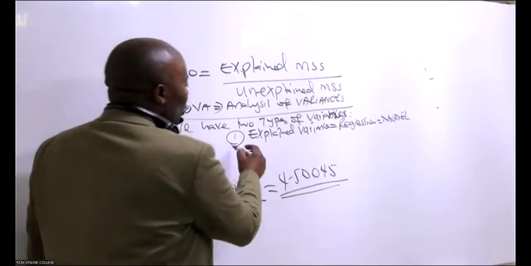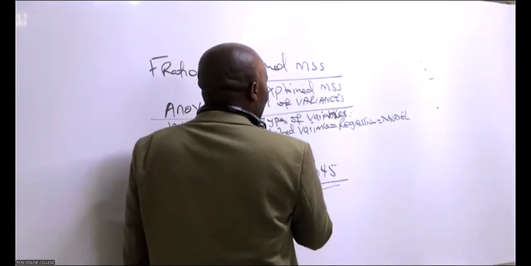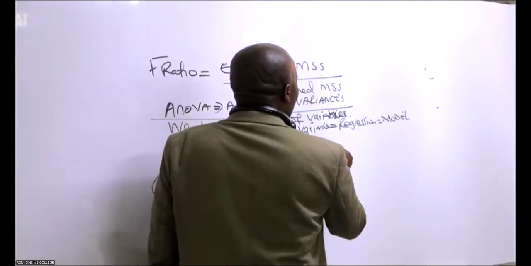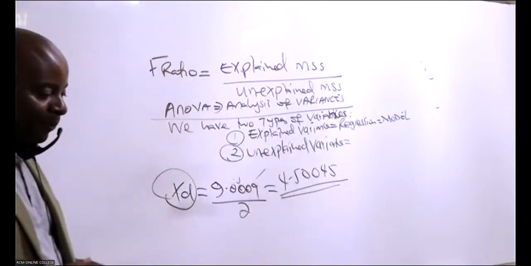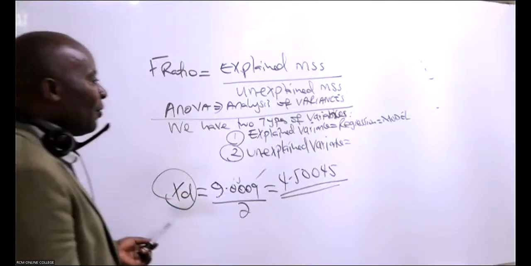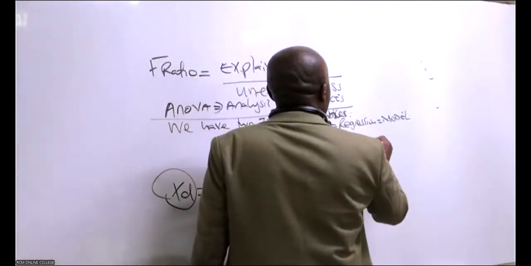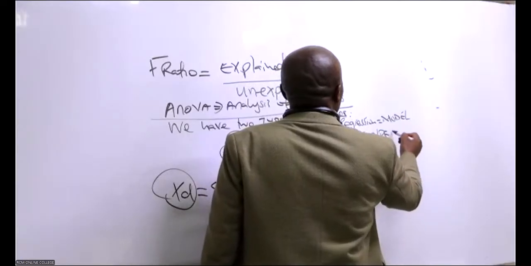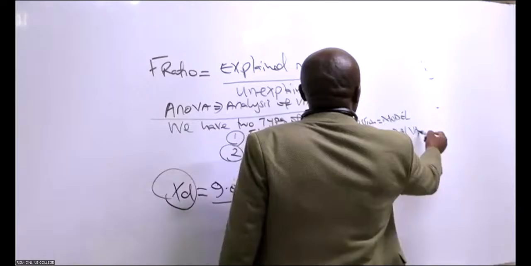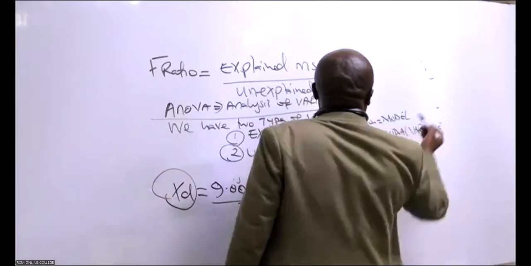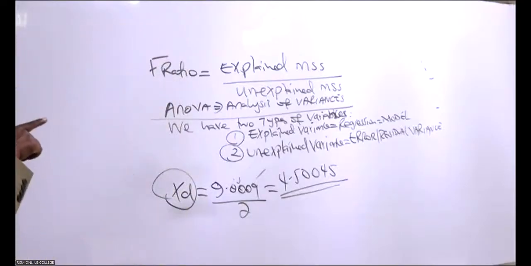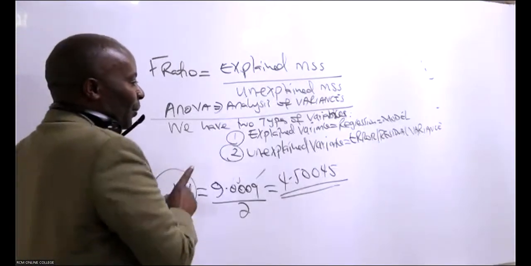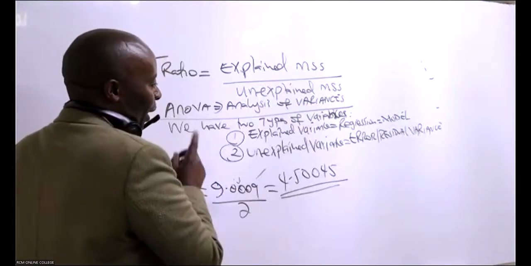And number two, we have unexplained variance. It is also called error variance, or residual variance. Bad names they use for them. So anytime you see your variances, they will always be given in these two categories.